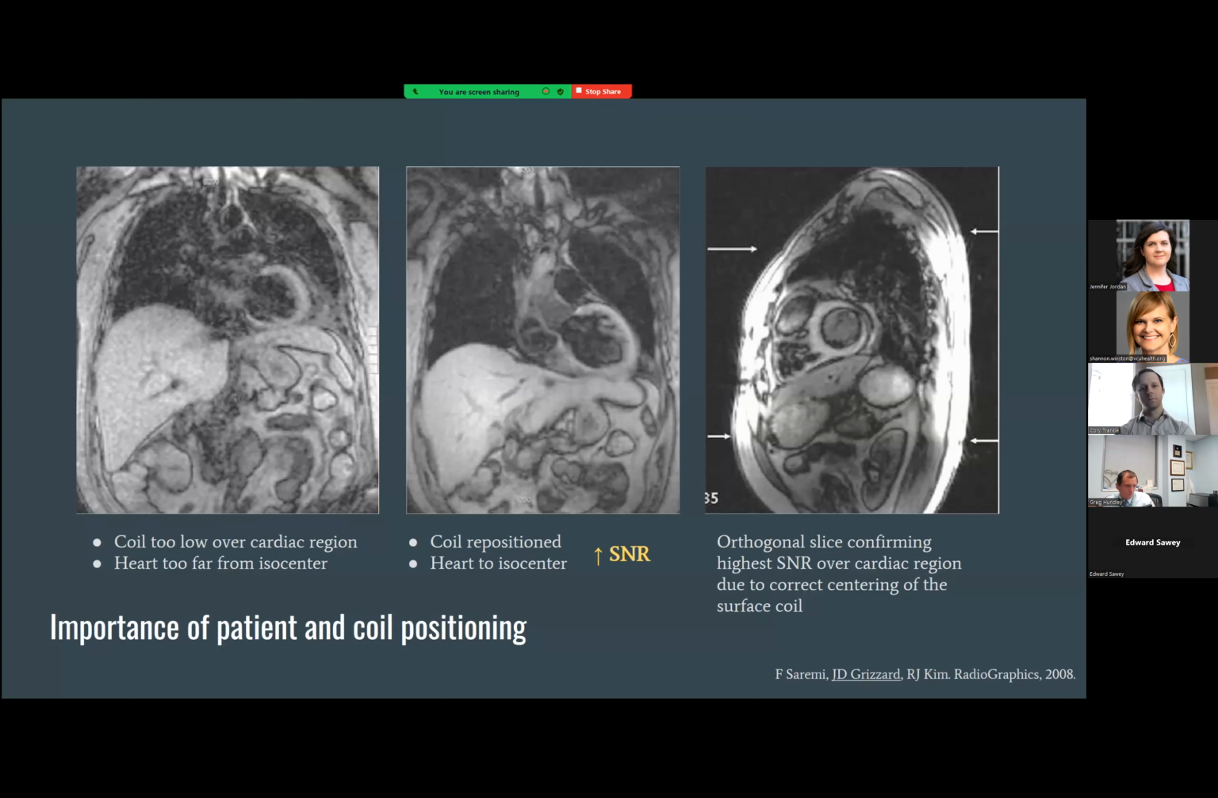So we need to position the coil correctly and do isocenter. Isocenter of the magnet is where we have the most homogeneous signal within our main magnetic field. And so we want to set ourselves up for success by eliminating any other factors where we can. And part of that is putting the heart at isocenter.